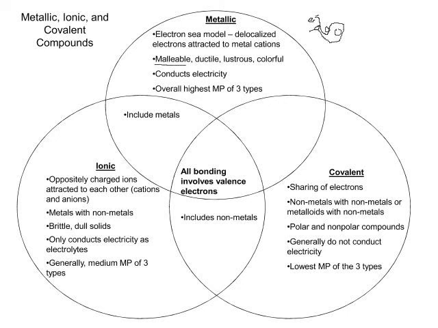Ductile is when you can pull it into a long, thin wire. Those are the wires in your house. Lustrous, they're always pretty shiny and colorful. They do conduct electricity, and they have the highest melting point.